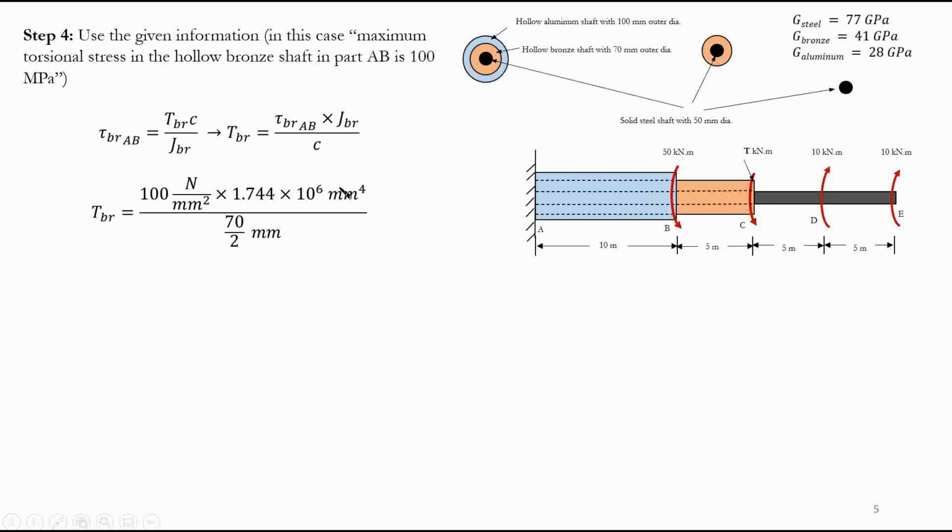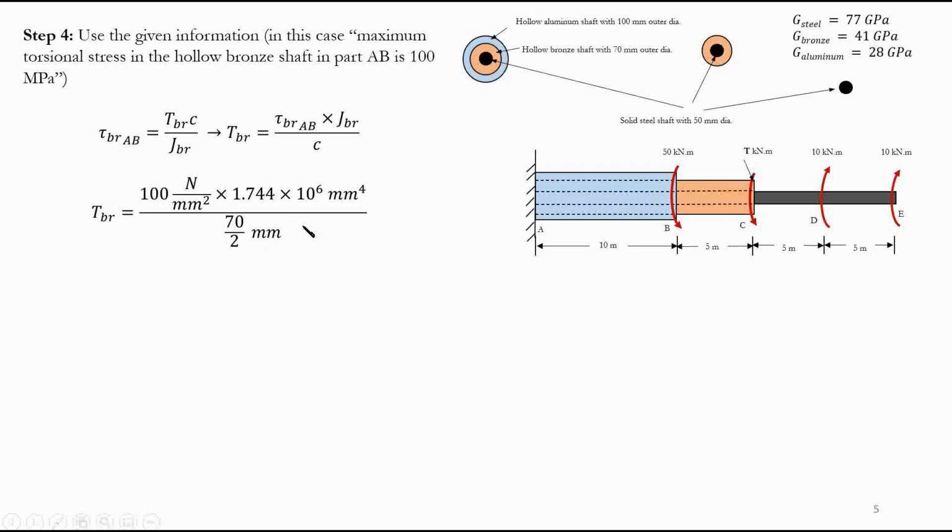Now, how can we get our values here? So this is the equation, I just substituted. So basically tau BR times J divided by C is TBR, right? Because I'm looking for TBR. Tau is given, right? Tau is 100 megapascal here, and megapascal we know is Newton per millimeter squared. Multiplied by J. We know that as well, right? This is the J for the bronze section, because the information is about the hollow bronze shaft in part AB, 100 megapascal here. Okay, until here, everything is clear.